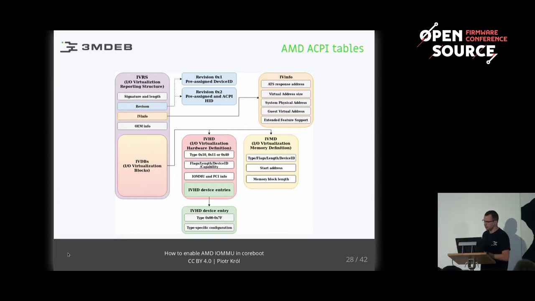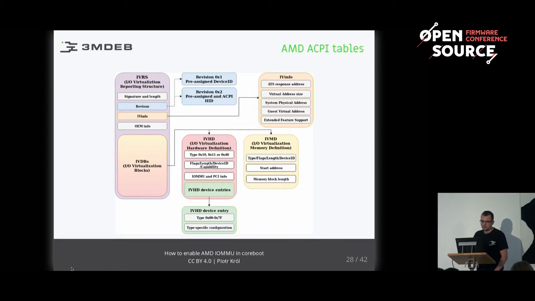I don't want to go through all the details. I don't even know all the possible bits here, but I just want to show you the structure. The most important thing is the IO virtualization block, which can contain two types of blocks: IO virtualization hardware definition and IO virtualization memory definition. The memory definitions are very interesting for us from the protection perspective, because there we define who can do what: what device has what range of accesses, what types of accesses, if this is read, write, and so on.